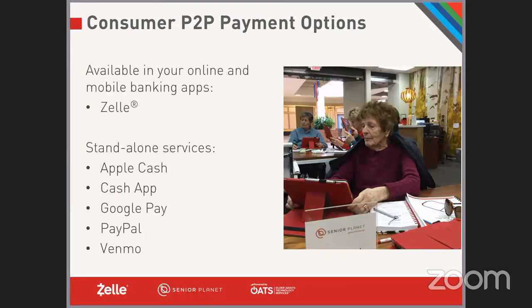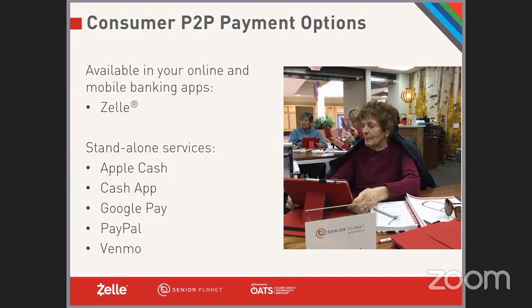So Zelle is different than these other services you may have heard of before because Zelle is one that you can use through your bank or credit union's website or mobile app, whereas these other ones are a standalone service, right? So you have Apple Cash, Cash App, Google Pay, PayPal, and Venmo. Those aren't the only ones, but those are definitely the biggest ones. I'm sure you've heard of or maybe even used some of the other ones.